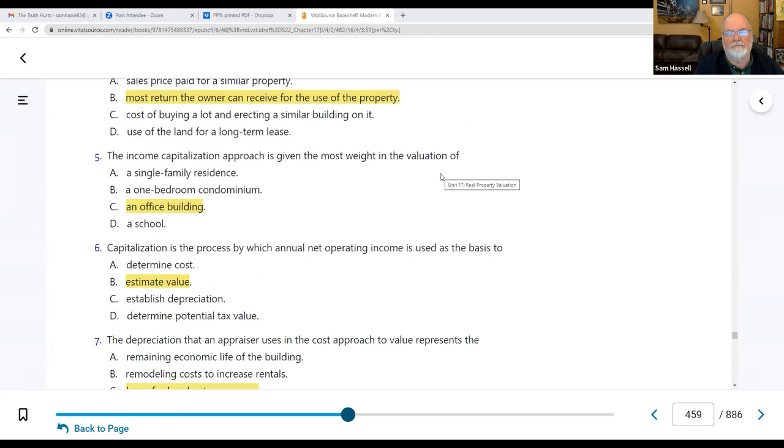Number five, the income capitalization approach is given the most weight in the valuation of what? When we're doing a capitalization approach, it would be for an office building, multiple units, rentals, right? What's coming in? How much we're bringing in? Single family residence, we're going to use a sales comparison approach. A one bedroom condominium, the same sales comparison approach. A school, we're going to use the what? The cost approach. How much to rebuild it? How much depreciation do we have? An office building would be income capitalization.